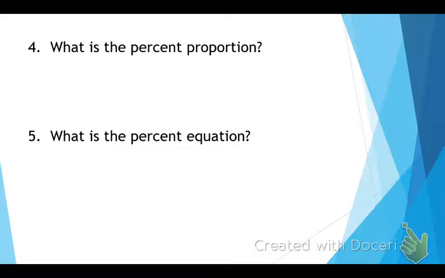All right, so for this next one, there's 2 formulas for number 4 and 5 that I want you to remember. What's the percent proportion and what's the percent equation? If you don't know it, I want you guys to pull out your notes that we took and go ahead and fill those 2 in. All right, let's see what we came up with. Guys, what's the percent proportion?